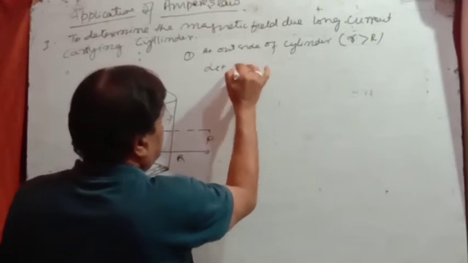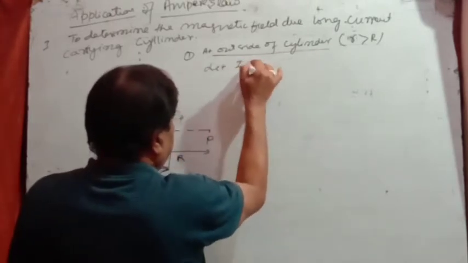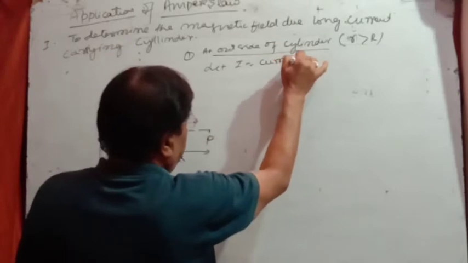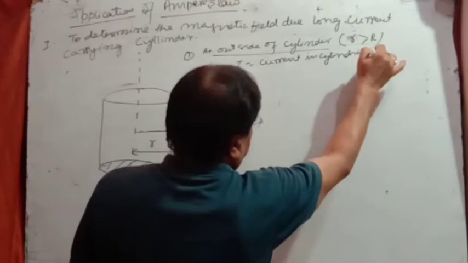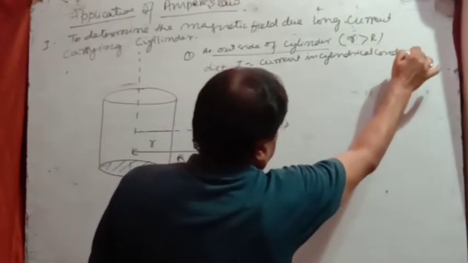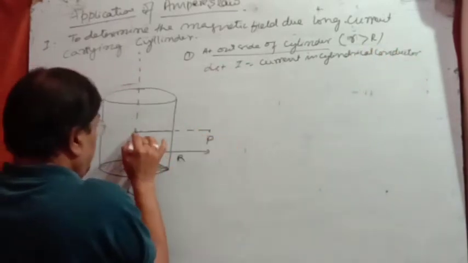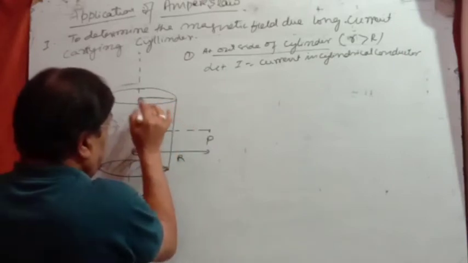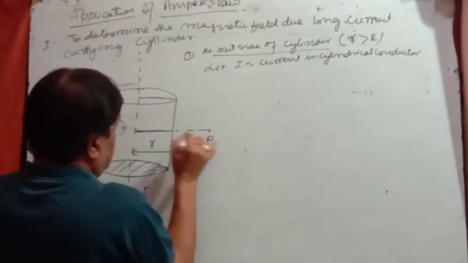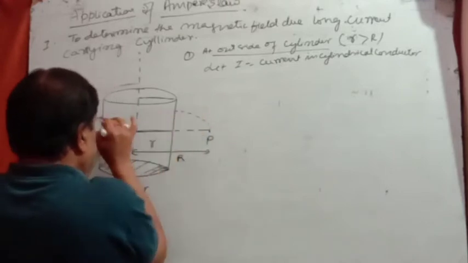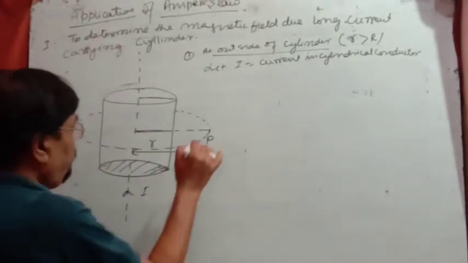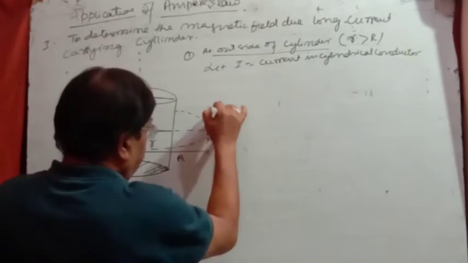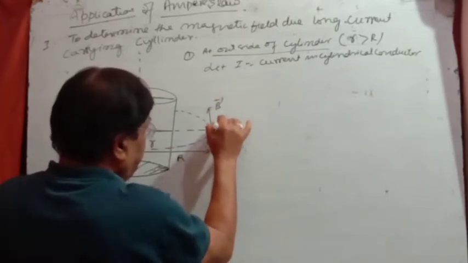Let I be the current in the cylindrical conductor. This is our radius, from here to here, and this is the point at distance r. Here we will consider an Amperian loop, because it is an application of Ampere's law. So we consider an Amperian loop having B and dl.